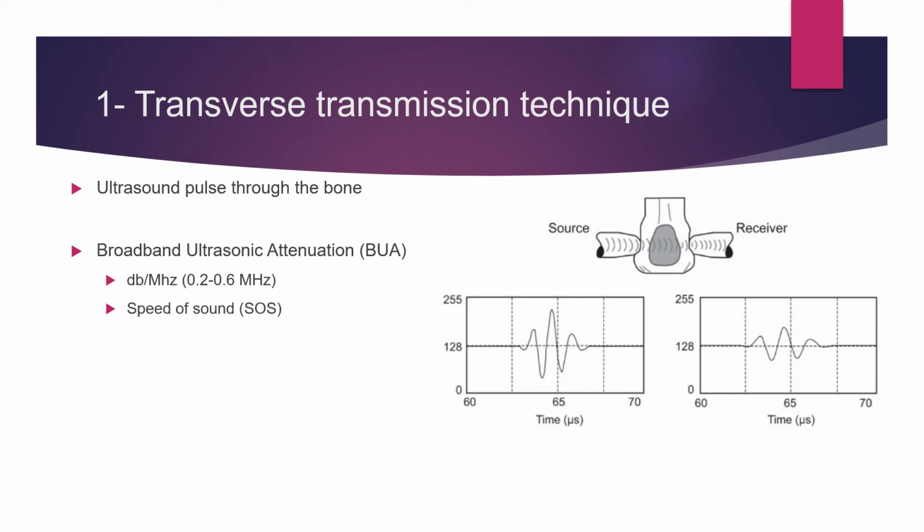The BUA, or broadband ultrasonic attenuation, is obtained from a spectral analysis of the transmitted and received signals. And since ultrasonic attenuation changes linearly with frequency, the frequency range used to get the BUA value is between 0.2 and 0.6 megahertz. As for the speed of sound, the time of flight of the transmitted signal is calculated into speed of sound using time domain methods.